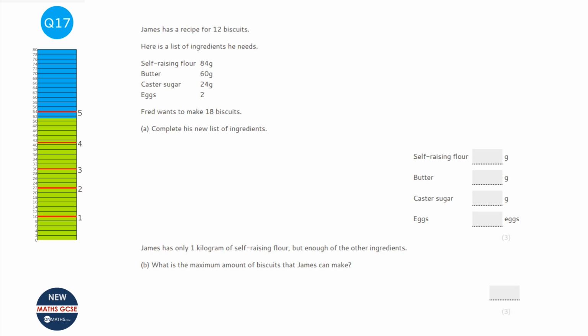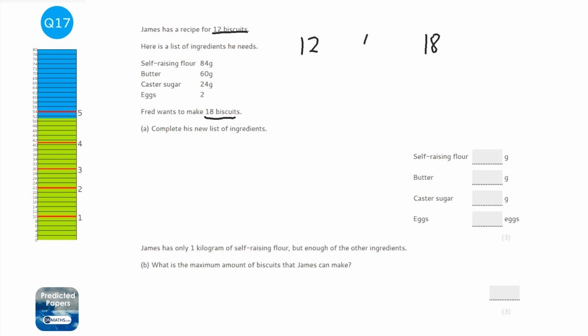Okay, so in this question we're given recipes for 12 biscuits, and that's going to be important. But we're also told that Fred wants to make 18 biscuits, complete the new list of ingredients, like the amounts of the ingredients. So I've got to somehow get from 12 to 18 by just timesing or dividing. So I can't really think of a way to get from 12 to 18 easily without a calculator directly.